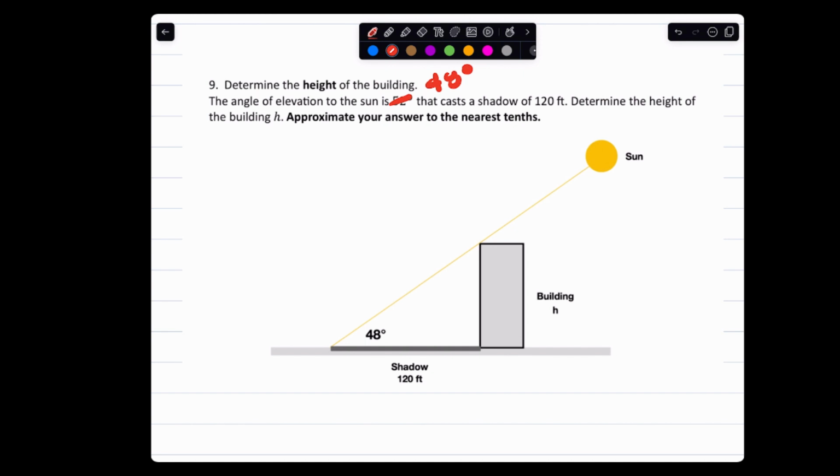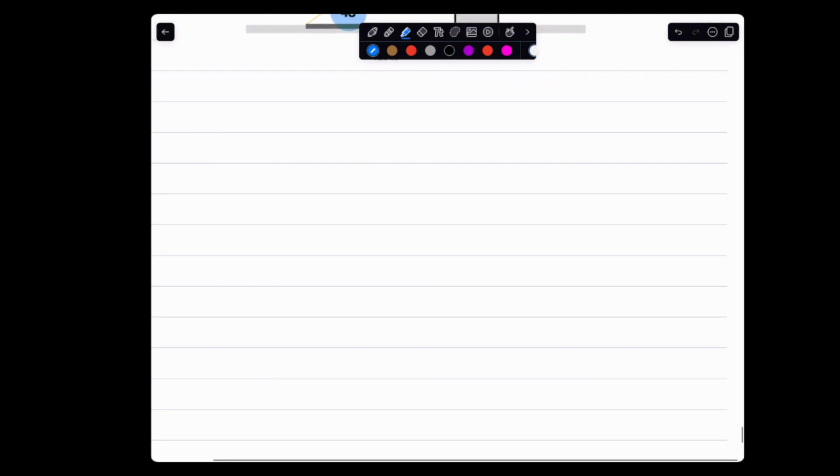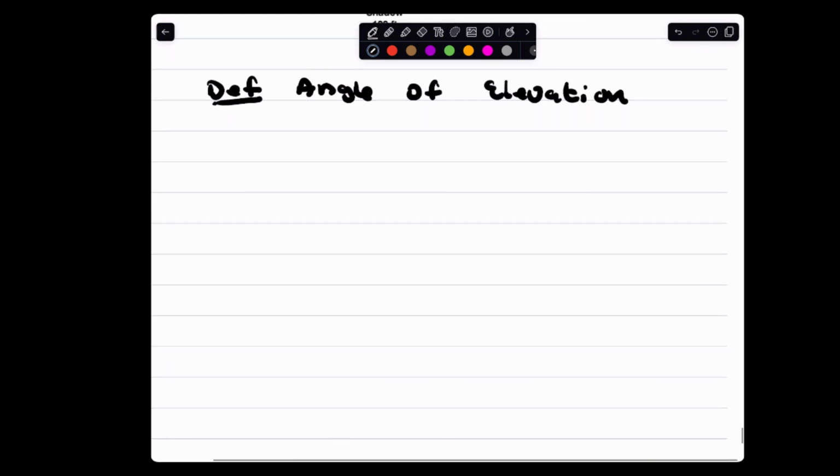Okay, and what does it say? It casts a shadow. So here's a sun, and the angle of elevation, just so you guys know, is right here. So I want you guys to understand, I'll give you the definition, first of all, of angle of elevation. You guys want to know all about this stuff. Definition, angle of elevation, so you guys know.